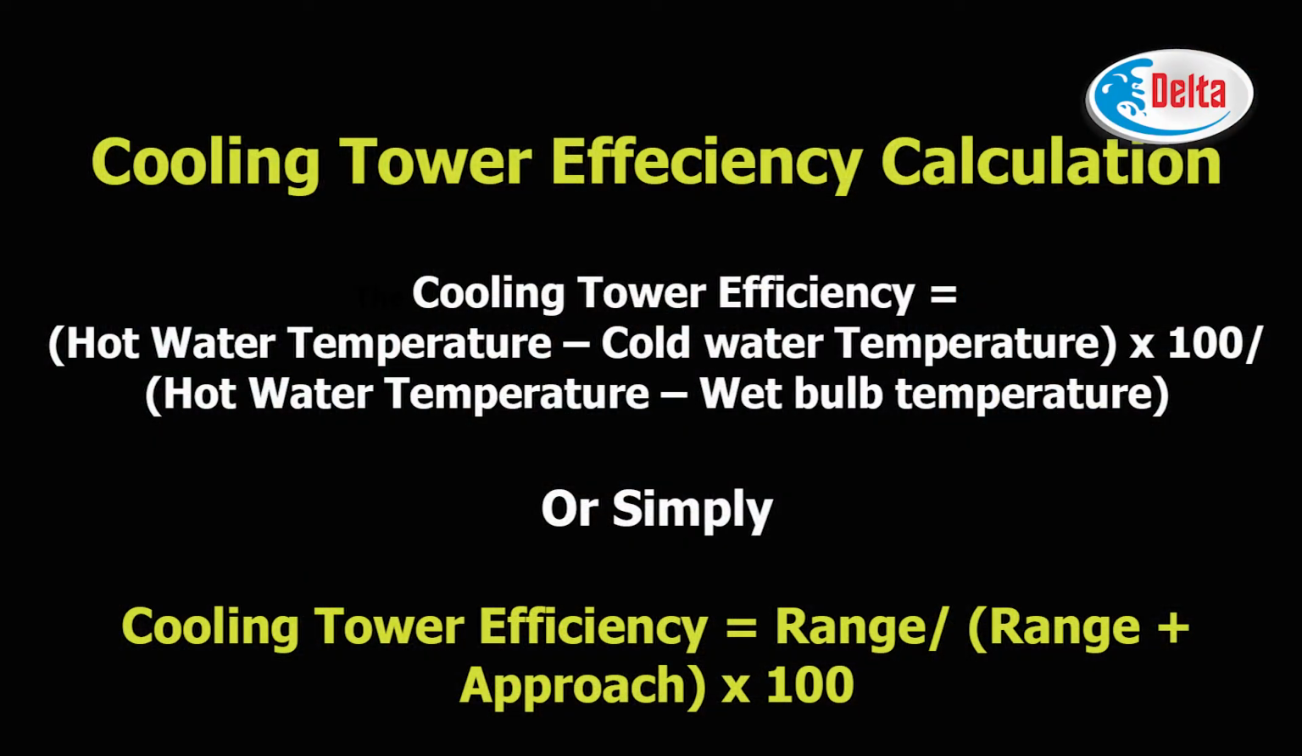Cooling tower efficiency is equal to hot water temperature minus cold water temperature, multiplied by 100, and then divided by hot water temperature minus wet bulb temperature. Or simply, cooling tower efficiency is equal to range divided by range plus approach, multiplied by 100.